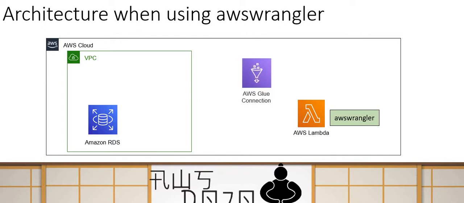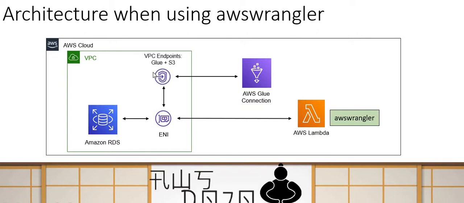Now, in this case, AWS Wrangler does not use Secrets Manager. That's the first change. So it uses AWS Glue connections. So you can use AWS Glue connections to connect to the RDS instance. So you provide your endpoint and credentials information in the AWS Glue connection. And now your Lambda function will have this ENI in the VPC to talk to the RDS engine. And since this ENI has to talk to Glue in order to fetch the credential and endpoint information, we have to provide an endpoint here for Glue and also for S3.